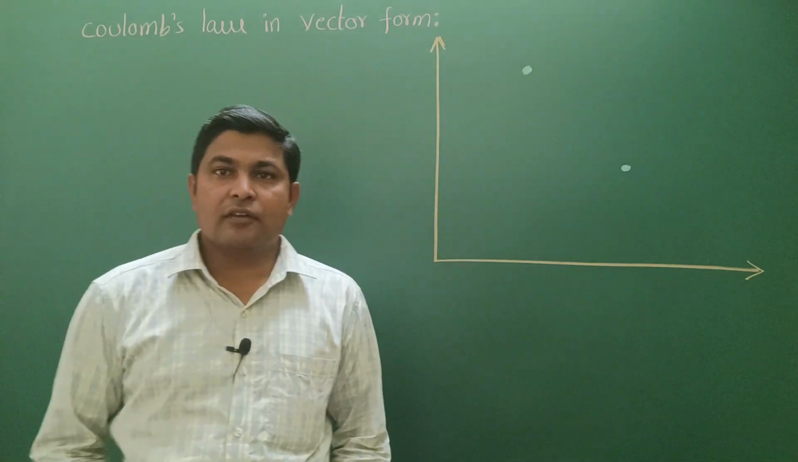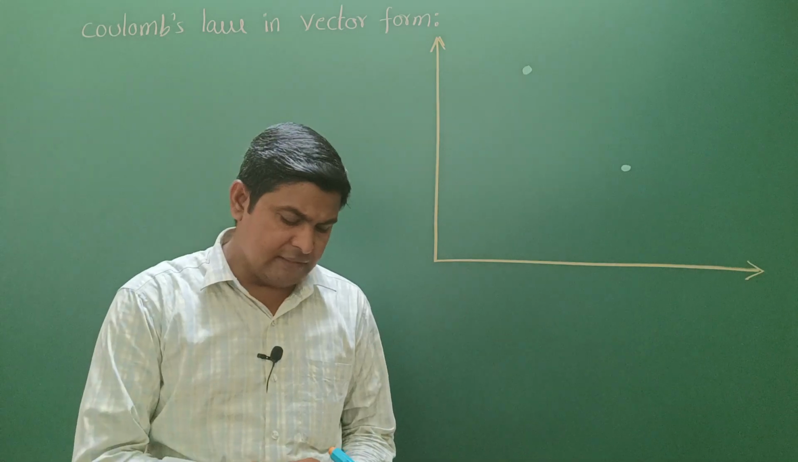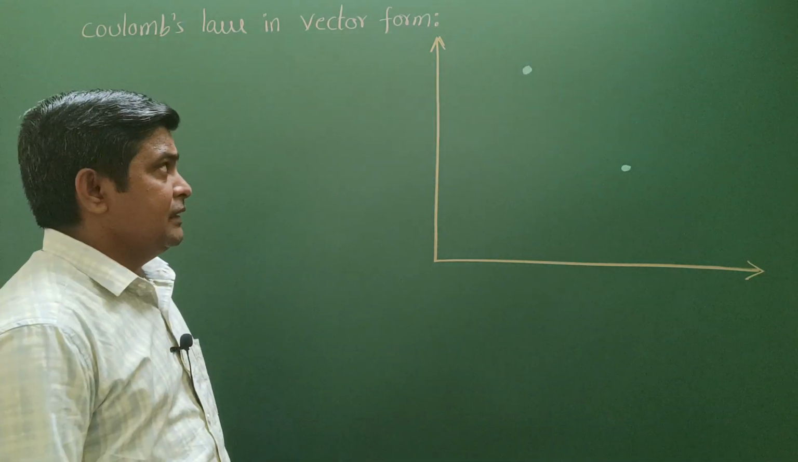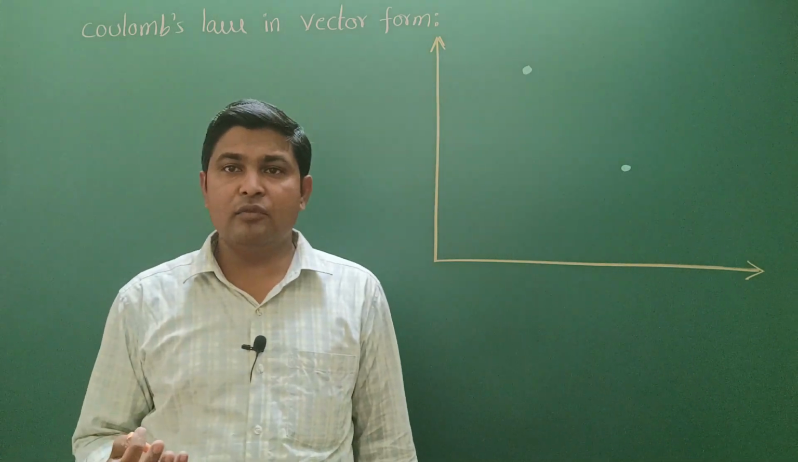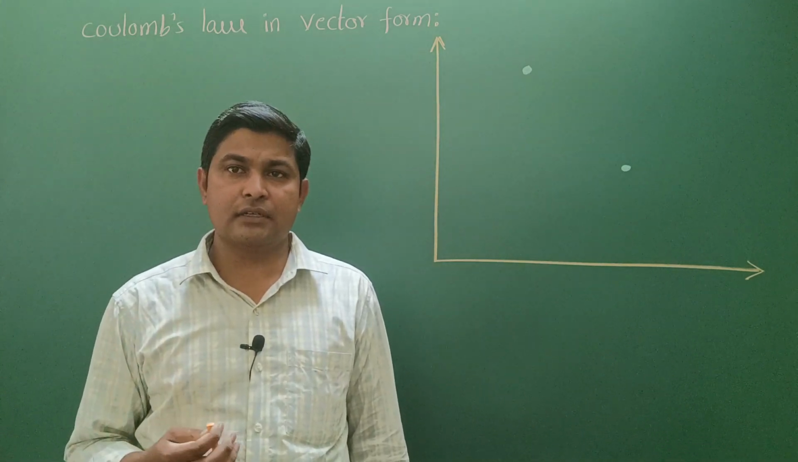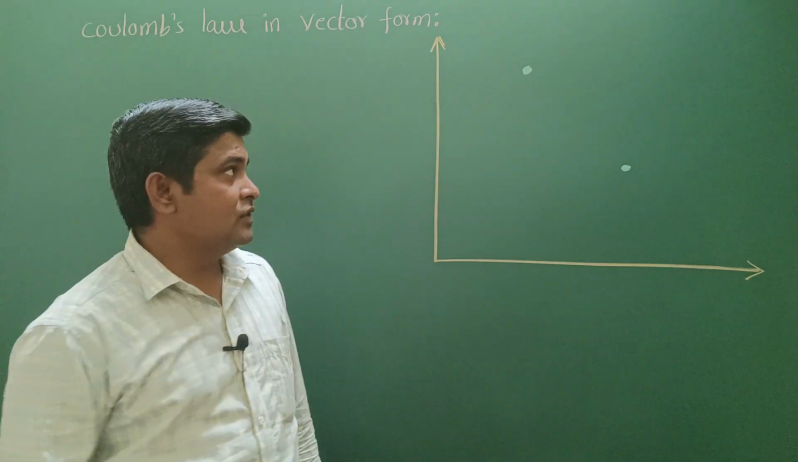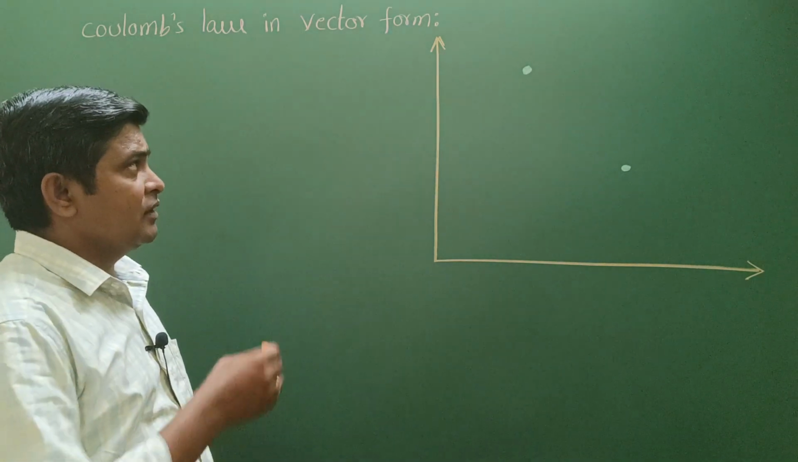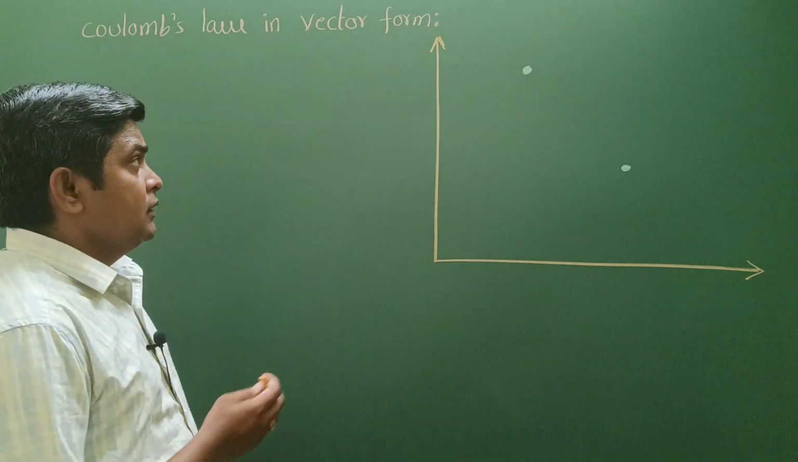Coulomb's law in vector form. Actually, why do many students find this difficult to understand? The reason is, before discussing Coulomb's law in vector form, you must have an idea of vectors. Otherwise, it is very difficult. So that's why in this video I need to give some more details about vectors also.